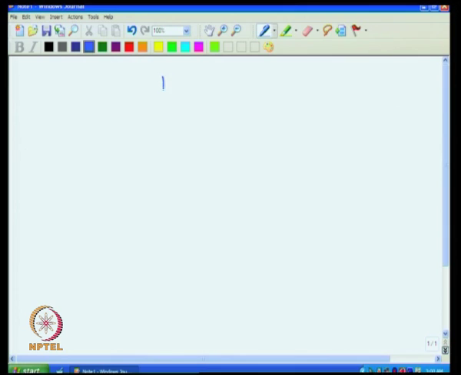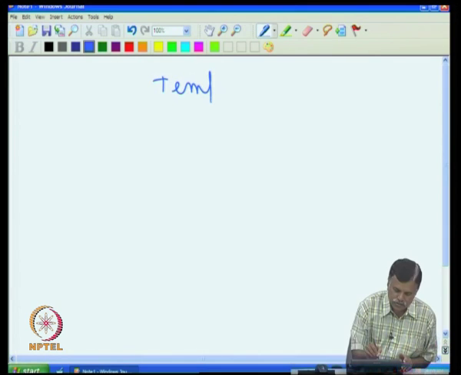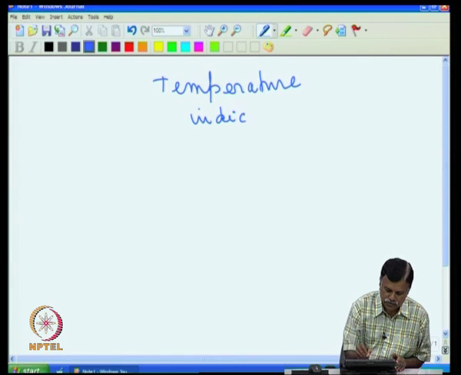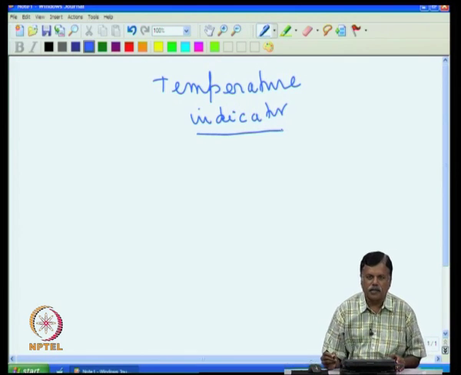Today we will discuss some other design issues related to the operational amplifier. As an example, today I will take how to design a temperature indicator. Now, for this we have to first select a temperature sensor.